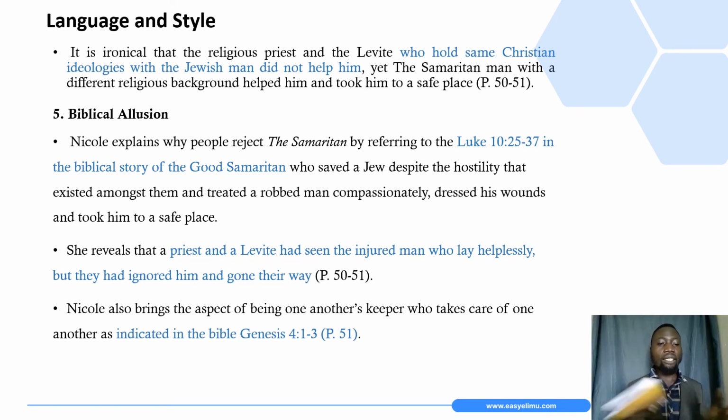Now, still under biblical allusion, Nicole brings out the aspect of being one another's keeper, who takes care of one another as indicated in the Bible. That is Genesis chapter 4, verse 1 to 3. Also find time and go through that chapter and ensure that the information that we have in the scene matches what the chapter says.